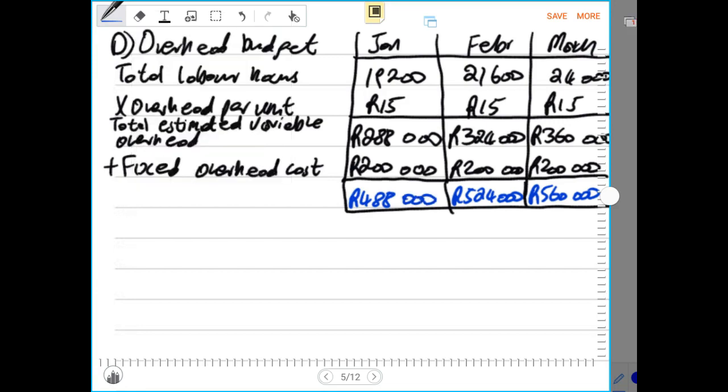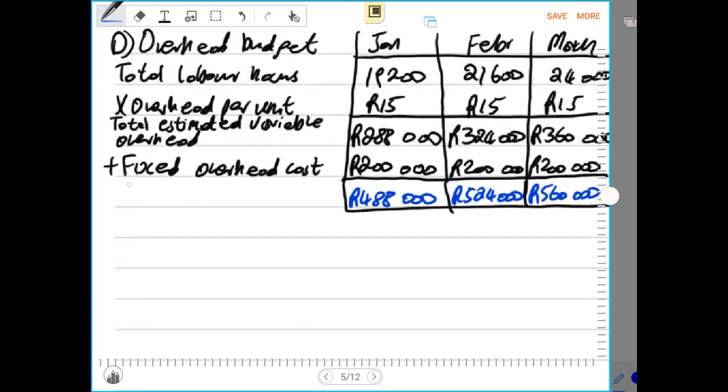And that will give us the total estimated overhead cost. So now this will be our total estimated overhead cost.